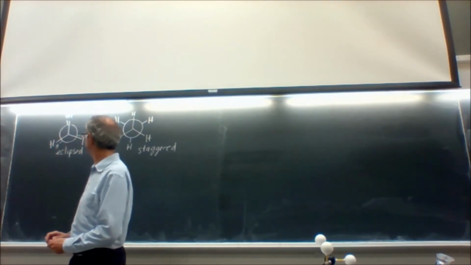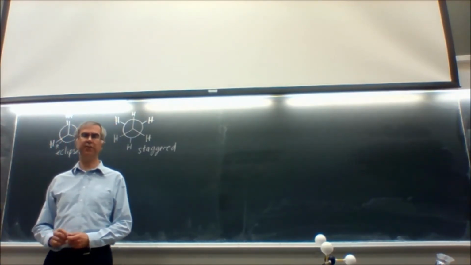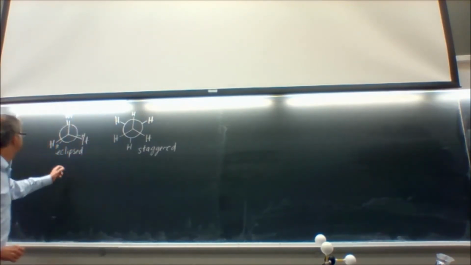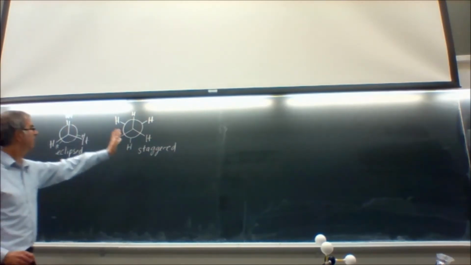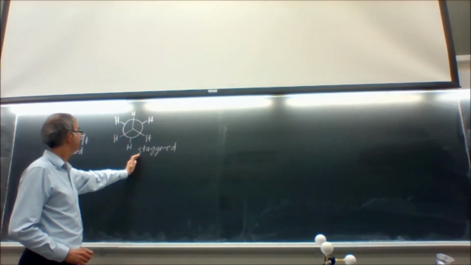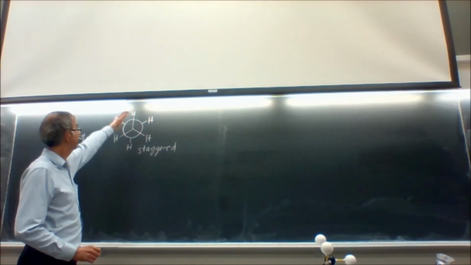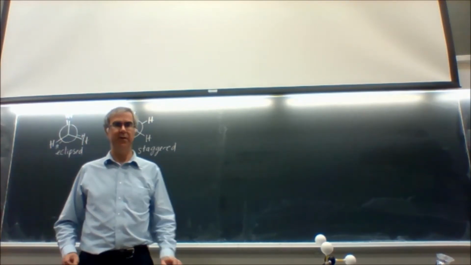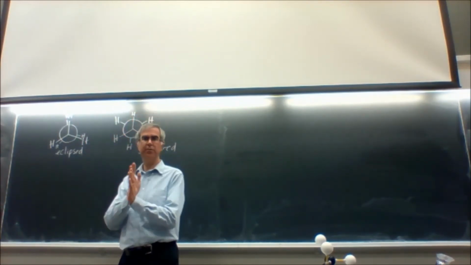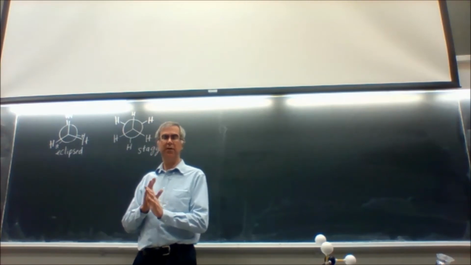Okay, so we have the two conformations of ethane: eclipsed, where the H's are aligned with each other, and the staggered conformation where they're not. They're as far apart as possible. And there's a slight repulsion between the CH bonds.